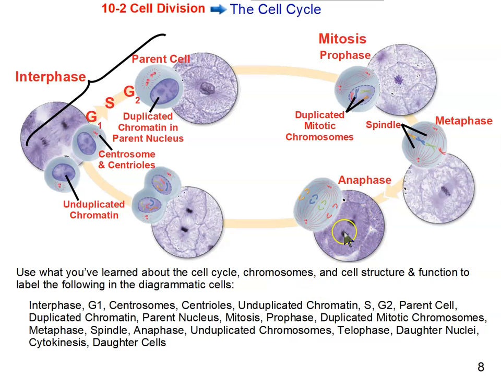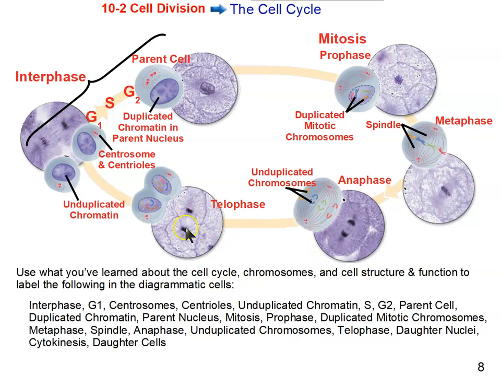And then we have anaphase, and ana means away. You'll notice that each of these duplicated chromosomes is made up of sister chromatids. Here in anaphase, the sister chromatids have separated, and so now we no longer can refer to those as sister chromatids. They are now unduplicated chromosomes, and they are moving away from each other. There are two sets of them, one from each duplicated chromosome that we started out with, moving to opposite poles of the cell.